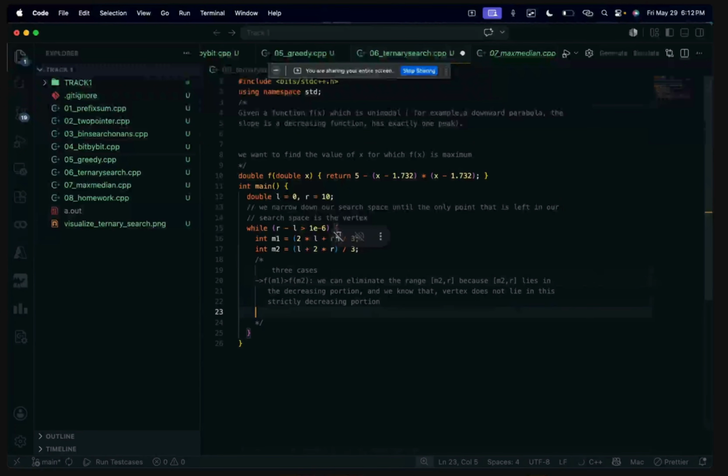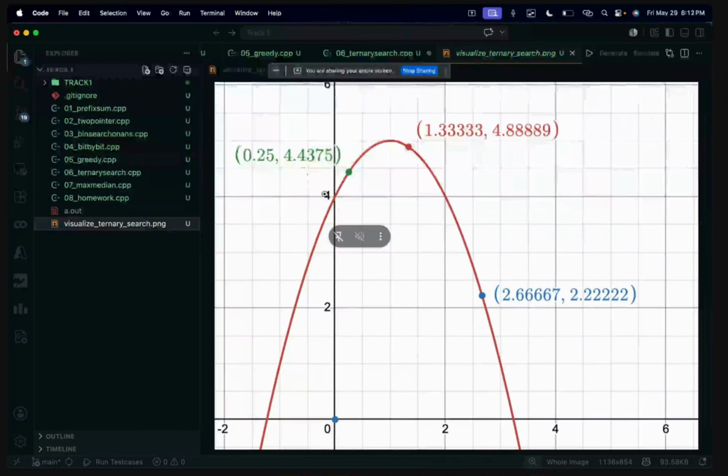So another case would be that f of m1 equals f of m2. If f of m1 is equal to f of m2, then we can be certain that the green dot and the blue dot belong to the two different halves of the parabola. So say the parabola is divided by this line. If the values of the function are the same for m1 and m2, we know that m1 and m2 should belong to different halves. Since they belong to different halves, the vertex would always be in the range m1 to m2. So we can just narrow down our search space to the range m1 to m2.